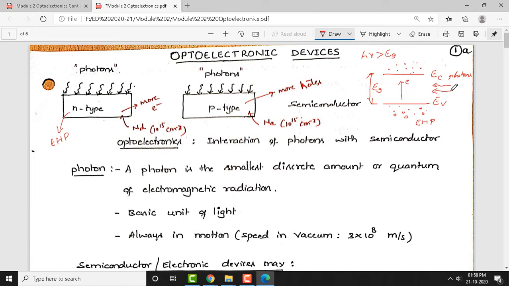You need to supply energy via the photons, and this photonic energy should be greater than the band gap energy, so that electrons keep moving into the conduction band from the valence band. Now, how exactly electron hole pairs are created, we explained through this particular energy band diagram.